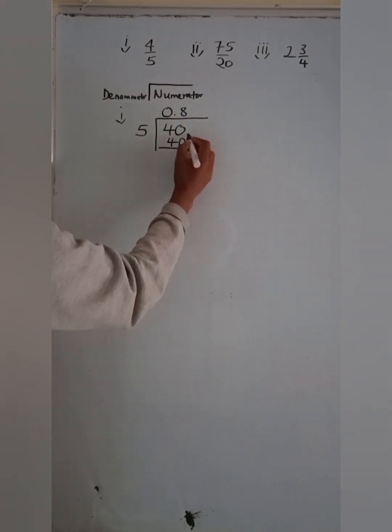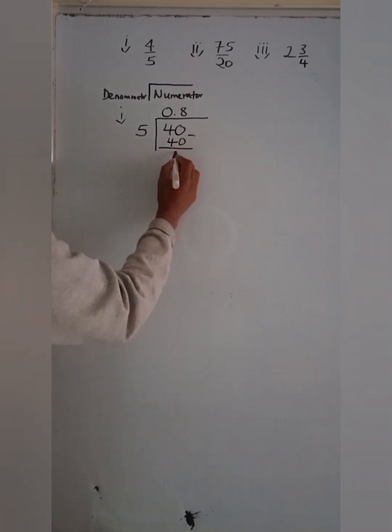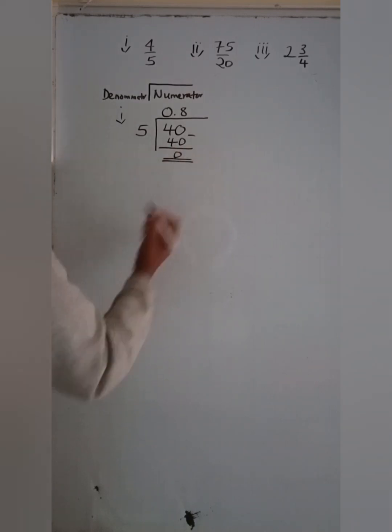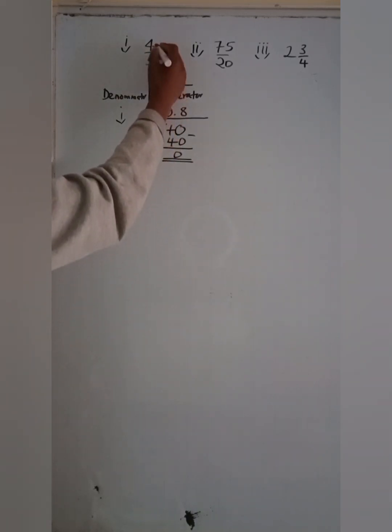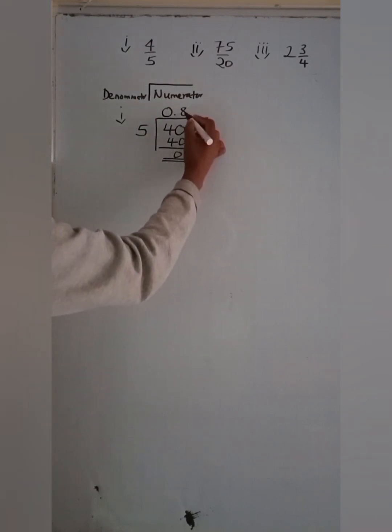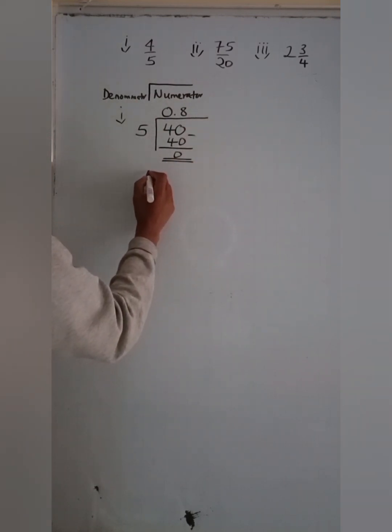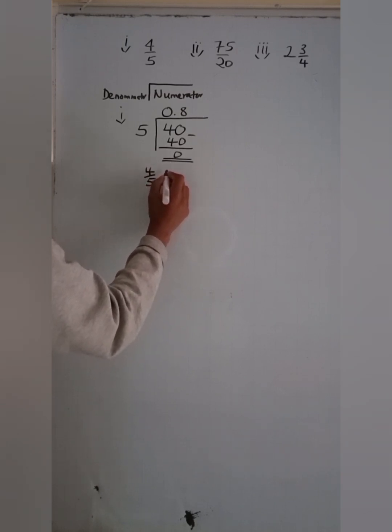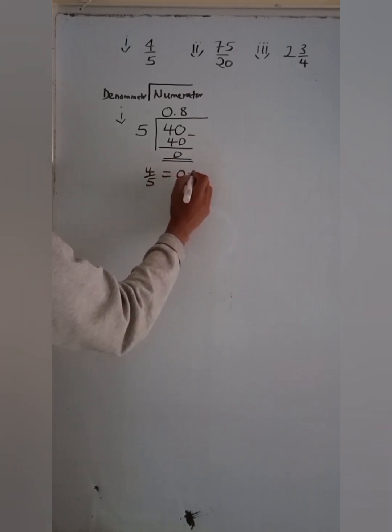Then subtract. When you subtract that, you'll get 0 remaining. So that means that this one in fraction form is this value we have found here. So that is to say, 4/5 in decimal form is 0.8.